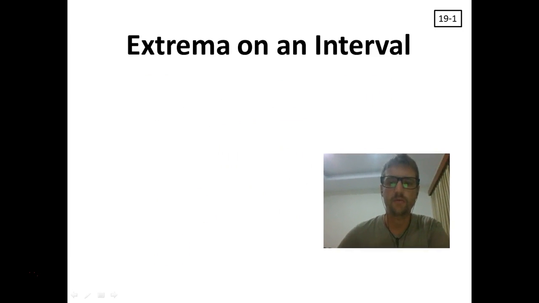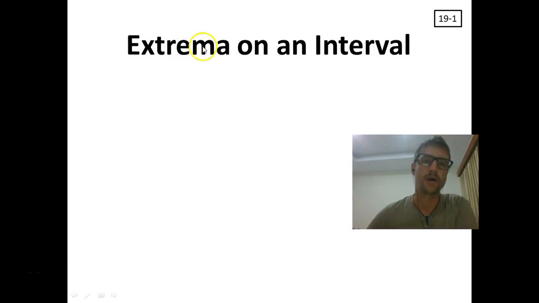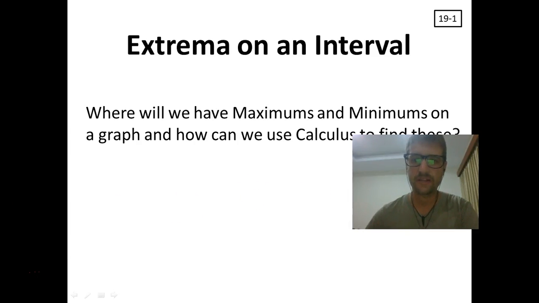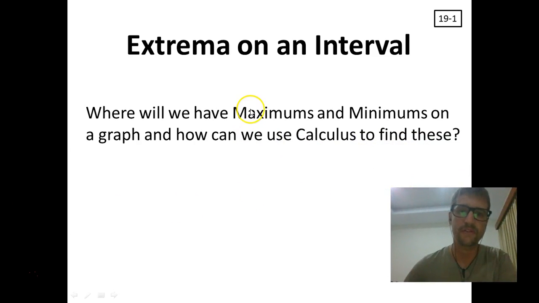Alright, so first I want you to think about this word extrema. When you see this word, what is a word that's very similar to extrema? Maybe pause the video and think about it. That word is extreme. So what would be the extremes on an interval in calculus? Well, the extremes are going to be the maximum or the minimum. So when we're talking about extrema here in calculus, we're talking about the maximums and minimums of a graph.